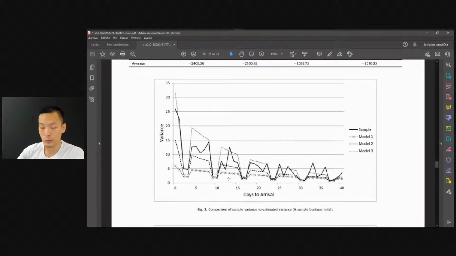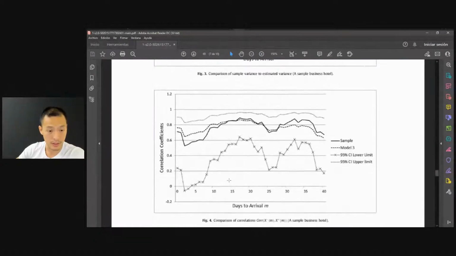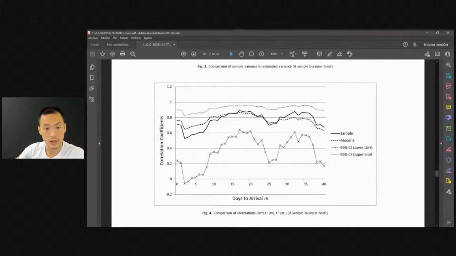The new models work. And then you keep scrolling, and you see this one, and you go, oh, so this is sample, model 2, model 3, and model 3 with the confidence interval. So then you know that model 3 works within the confidence interval. Or maybe you don't understand statistics. If you don't, you just go, oh, sample and model 3 look really close to one another, so I guess it works well.